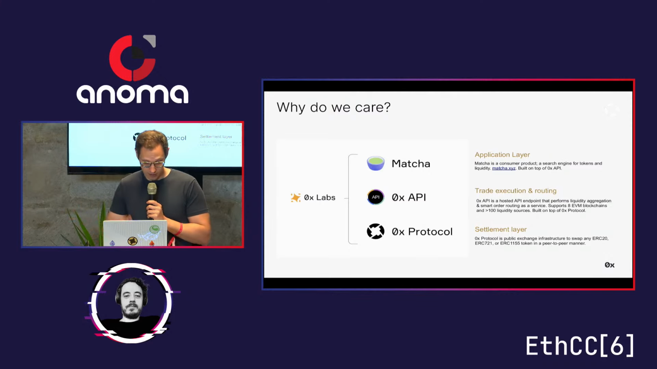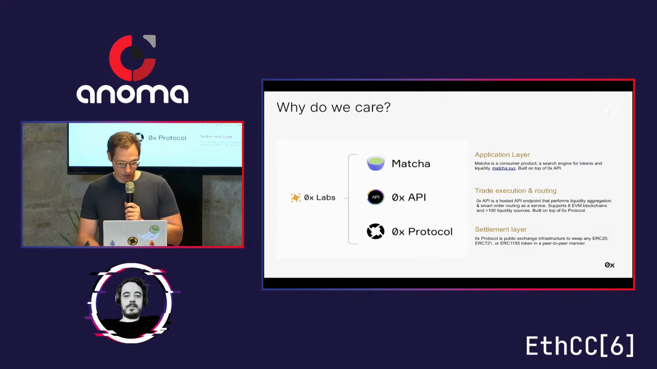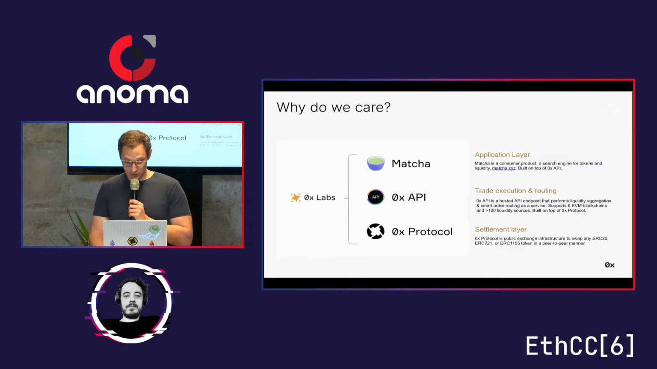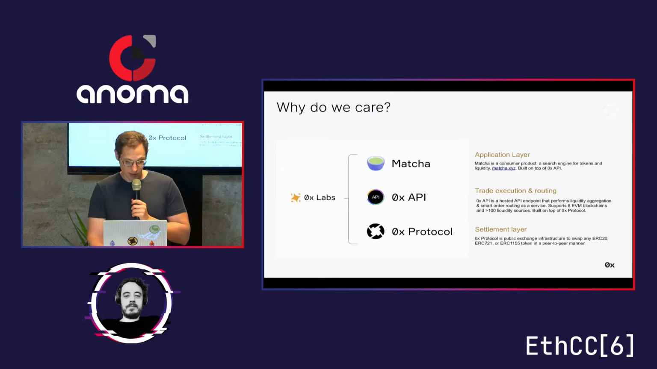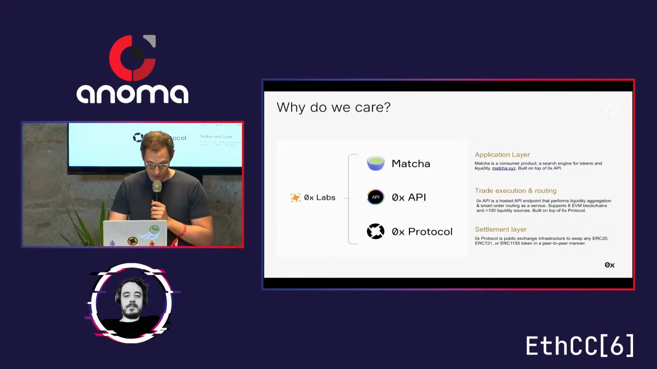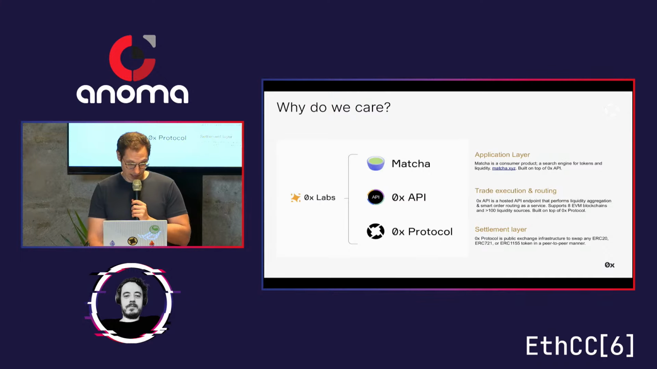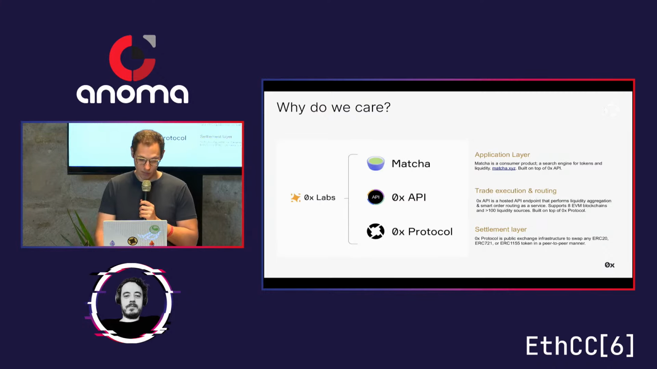First, who we even are. So we're 0x. We build the entire stack in DeFi. We start with 0x protocol, which is a set of smart contracts on Ethereum and 7 other EVM-compatible blockchains. We build 0x API, which aggregates liquidity from various DEXs and also from private market makers. And finally, we develop Matcha, which is our user-facing front-end application. So we care about the entire stack, and in particular, the middle part, which is trade execution and routing. And this is closely related to what I will be talking about today.